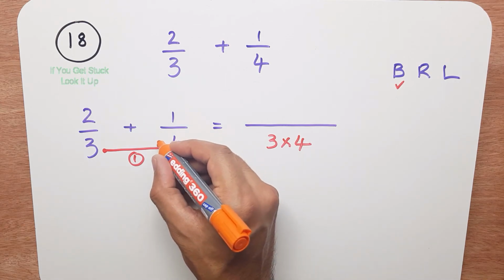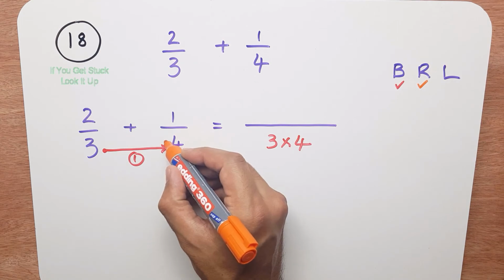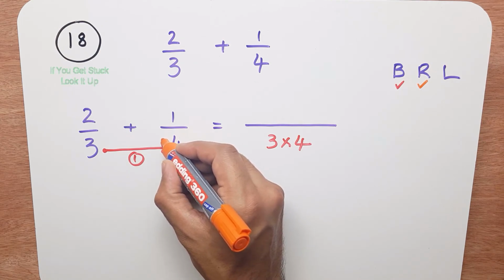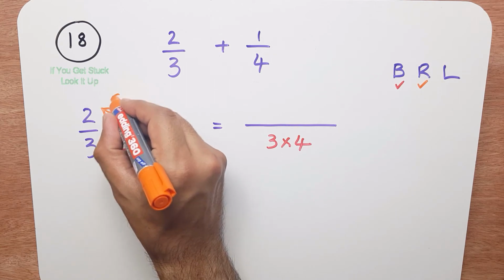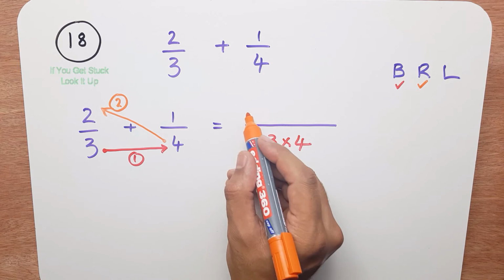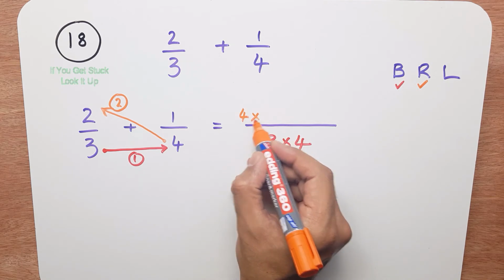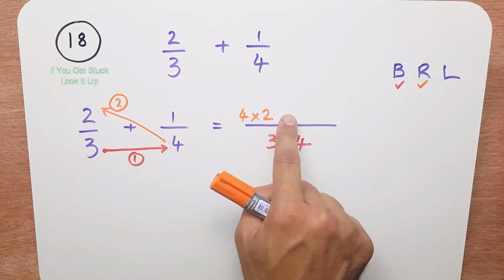Now you stood here, so we're going to do bottom right to top left. So we're going to go from the bottom right here, and we're going to walk our way to the top left. So that's our second step. So we do 4 times 2, and we're going to put that here. 4 times 2. Now this is a plus, and the plus will go there.